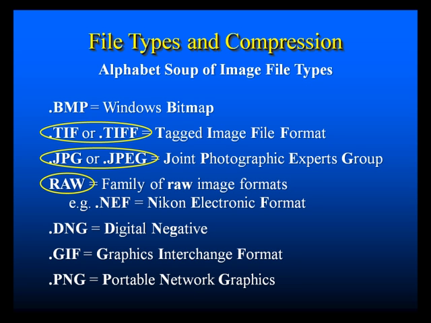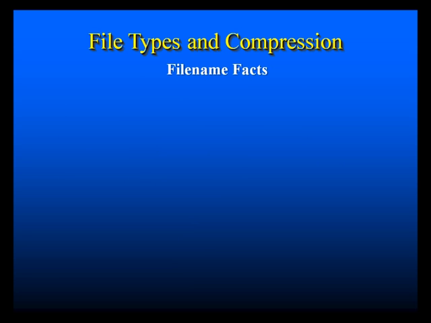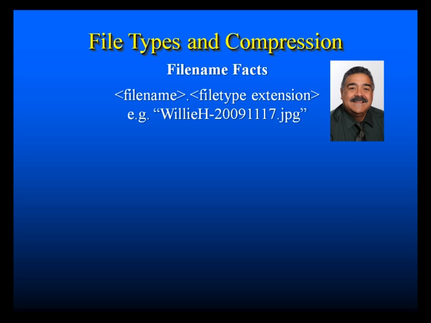You'll notice that I have a period before them. That's because your image file has a specific naming format. And let's go through that quickly. You'll have a file name, a dot, and then a file type extension. For example, here's Willie, our hospital photographer.